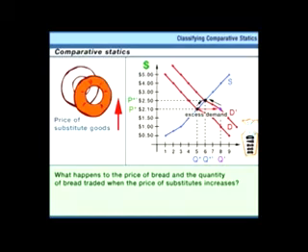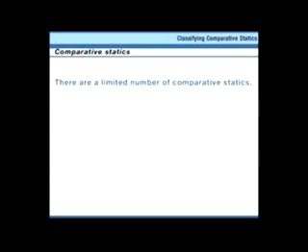The thing to remember is there are a limited number of comparative statics that you can do in a supply and demand diagram. That's because there are only two curves you can shift and only two directions to shift each curve. So a complete catalog of comparative statics would look like the following. We would have one case where the demand curve shifts outwards, one case where the demand curve shifts inwards, one case where the supply curve shifts outwards, and one case where the supply curve shifts inwards.